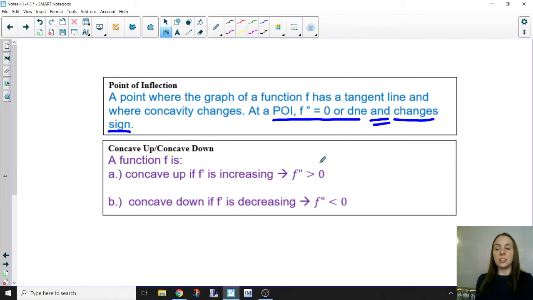Analyzing the second derivative is the easiest way to figure out concavity. So a function is concave up if f prime is increasing, but more importantly, I think we should focus on this: it is where f double prime is greater than 0, or f double prime is positive. Greater than 0 values are positive. It is concave down where f prime is decreasing, or that's where f double prime is negative. Less than 0 means negative. 0 is not included because remember, if it is equal to 0, then that is a possible point of inflection.